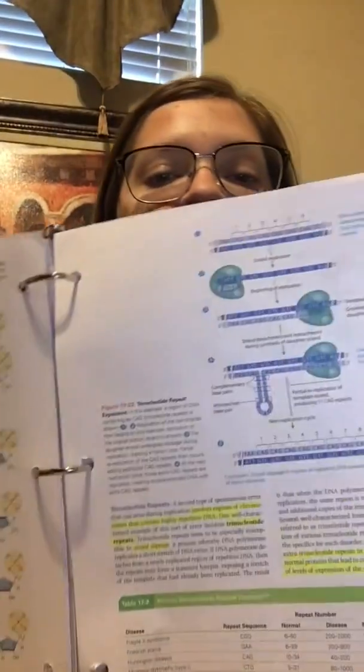The specifics of the disorders caused vary, but the accumulation of extra trinucleotide repeats in specific genes can result in abnormal proteins that lead to cellular defects or the reduction of levels of expression in the associated genes. And so once again, this was just a really good picture that shows the whole process.